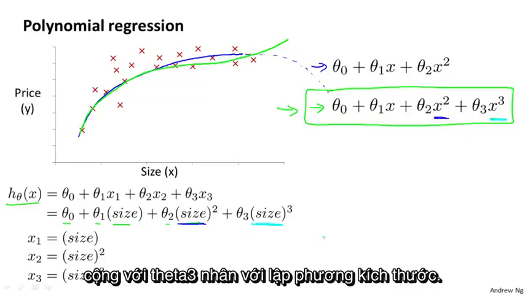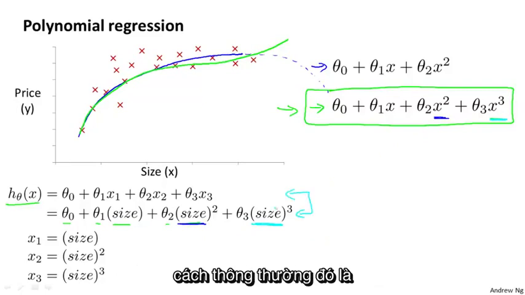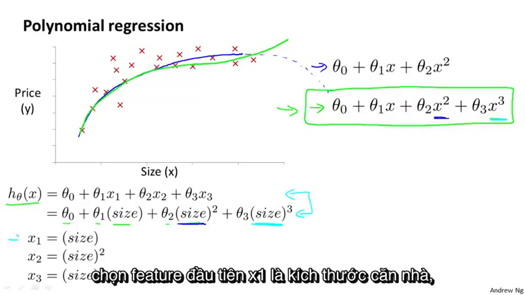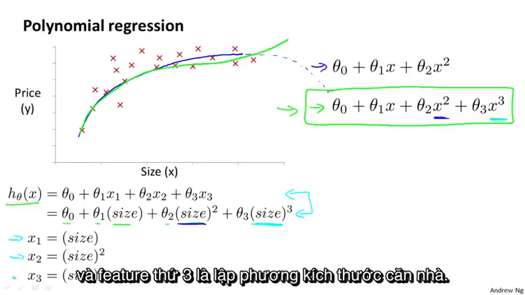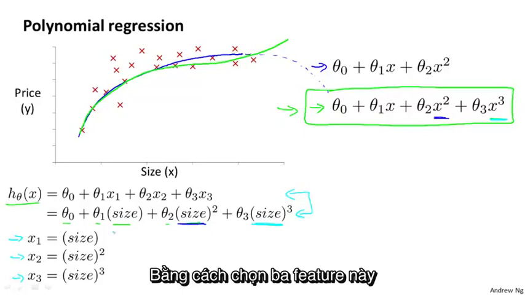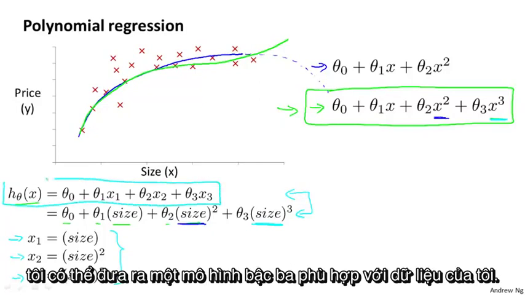So it's that third term. In order to map these two definitions to each other, the natural way to do that is to set the first feature x1 to be the size of the house, set the second feature x2 to be the square of the size of the house, and set the third feature x3 to be the cube of the size of the house. And just by choosing my three features this way and applying the machinery of linear regression, I can fit this model and end up with a cubic fit to my data.